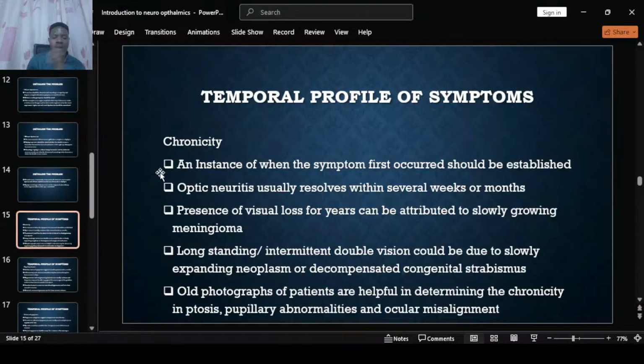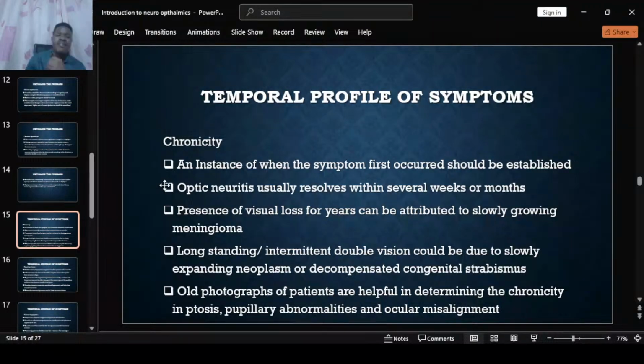Now let us look at chronicity. An instance of when the symptom first occurred should be established. Optic neuritis usually resolves within several weeks or months. Presence of visual loss for years can be attributed to slowly growing meningioma. Long-standing intermittent double vision could be due to slowly expanding neoplasm or decompensated congenital strabismus. Old photographs of patients are helpful in determining the chronicity of ptosis, pupillary abnormalities, and ocular misalignment.